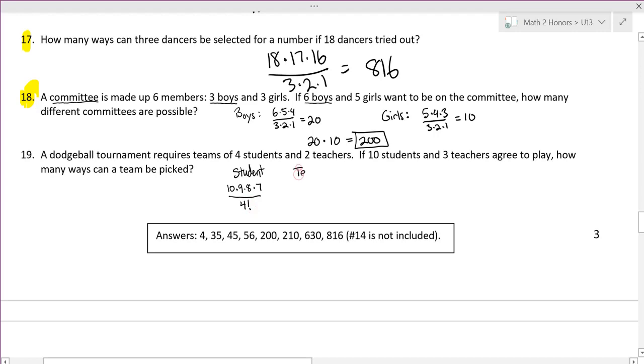And then you have the teachers. For teachers, I'm picking 2 teachers out of 3 teachers. So I have 3 options for my first pick, 2 options for my second pick. Again, order didn't matter. I picked 2 teachers, so it's out of 2 factorial. So I have how many students, how many teachers, and I'm going to end up multiplying those together to get my final answer.